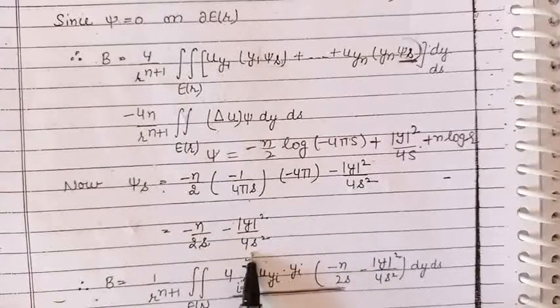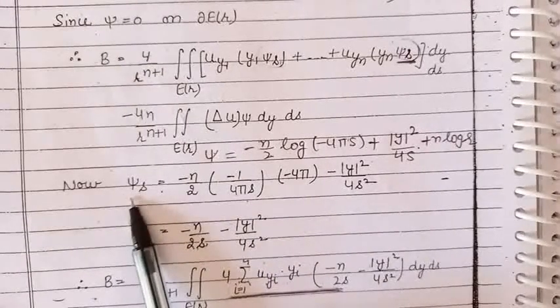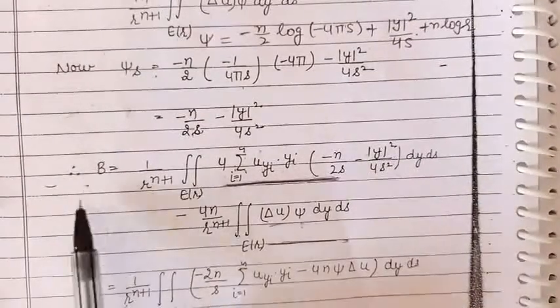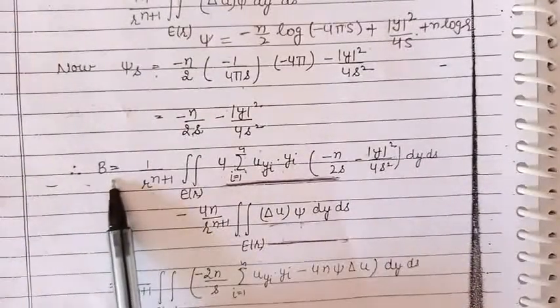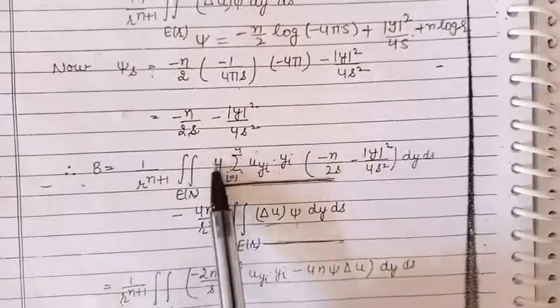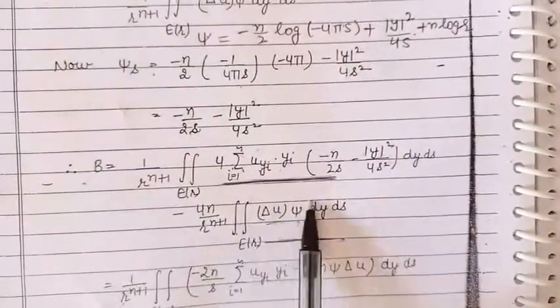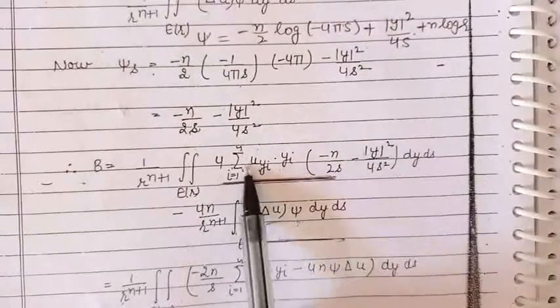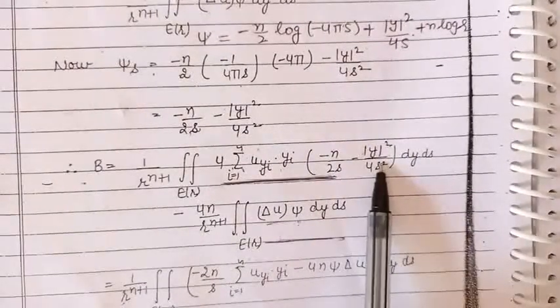Now we can substitute this value of ∂ψ/∂s in the expression for b. So finally, in the value of b, let us combine these two terms, this term and this term, in one integral, and the multiplication of this term with this term in another integral.